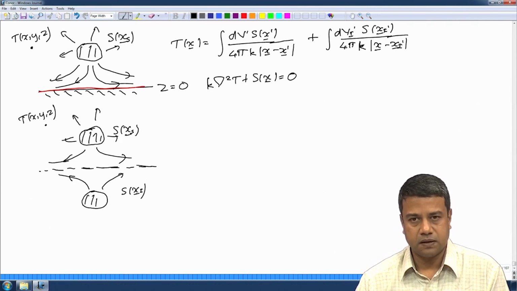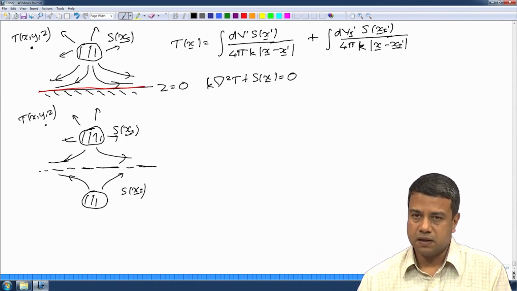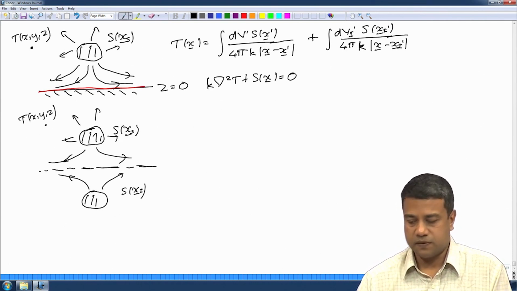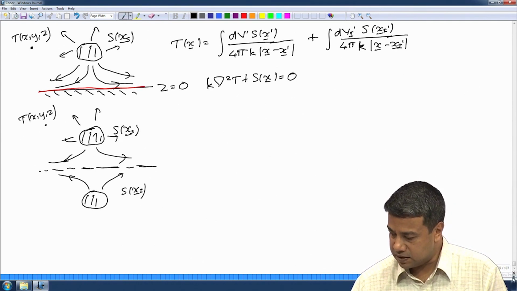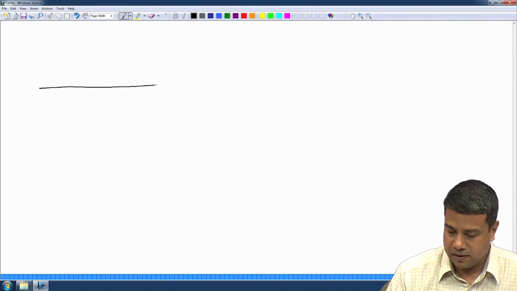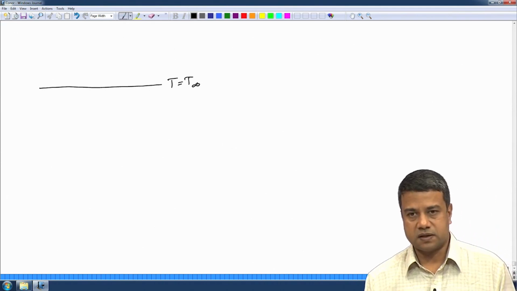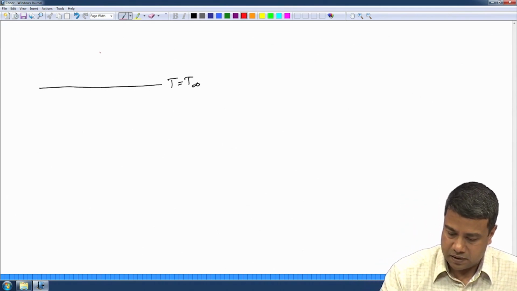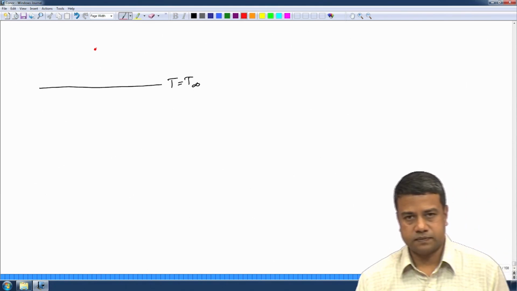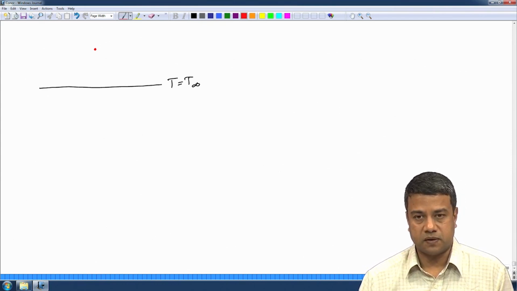This can be done for zero flux conditions. It can also be done, for example, for constant temperature boundary conditions at this boundary. So, let us say that I had a boundary in which I had specified the temperature at the boundary to be a constant value, and I had a source here. Now, how would the problem look like? The temperature is specified to be a constant at this boundary.